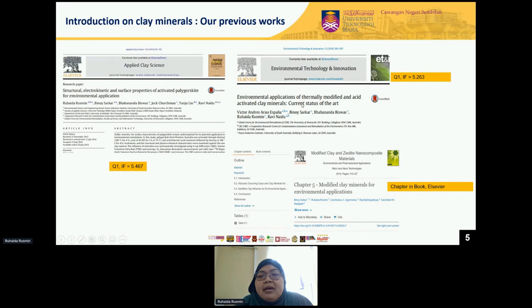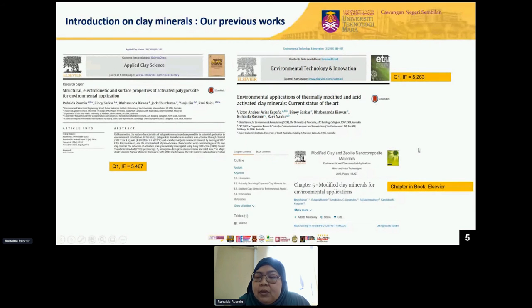And for the second manuscript, one of the simplest and easiest ways to enhance the surface properties, or to improve the adsorption properties of the clay as an adsorbent for environmental remediation, is through activation. There are two types of activation: the chemical approach and thermal activation. In that work, we collected previous work on the methods used by previous scholars for each activation, chemical and thermal, and made a review paper.